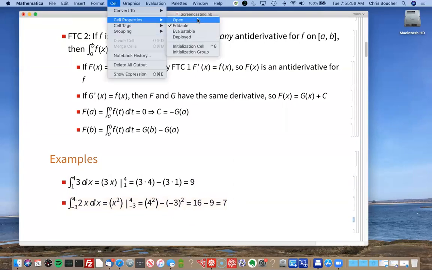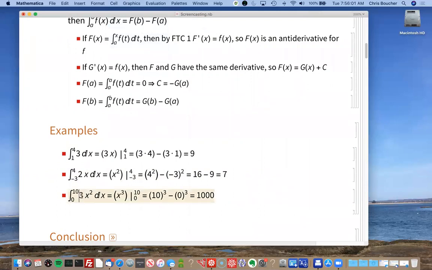Couple more examples. One that is a little more substantial. Here's an example that would be definitely a little bit difficult to do using Riemann sums, not impossible, but nonetheless. To do this definite integral using the second part of the fundamental theorem, I want an antiderivative for 3x squared. That is, I want a function whose derivative is 3x squared. Well, x cubed, of course, is a good choice. The derivative of x cubed is 3x squared. And I need to evaluate across the endpoints.